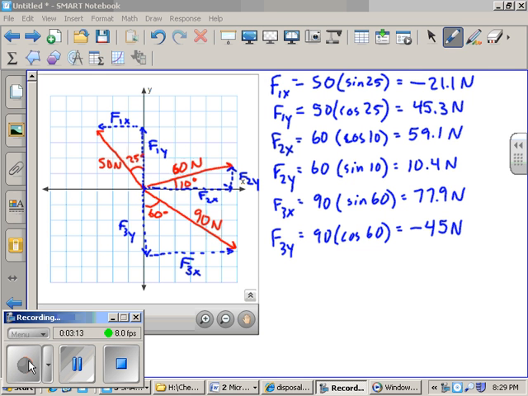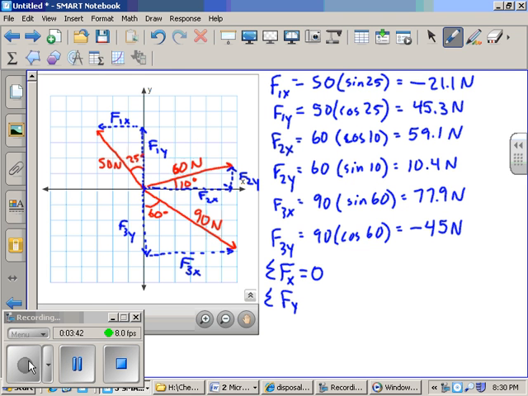Okay, here's what I got for my answers. Notice that F1x and F3y are negative, because F1x is pointing to the left, F3y is pointing down. Well, we know then that the sum of all the forces in the x direction must be equal to 0, and the sum of all the forces in the y direction must be equal to 0.